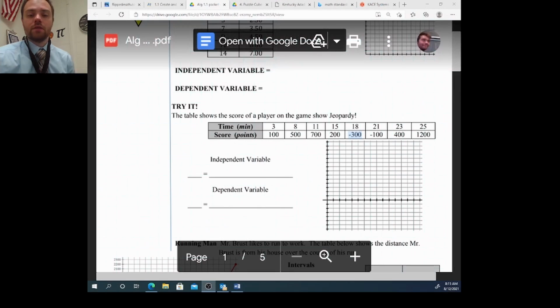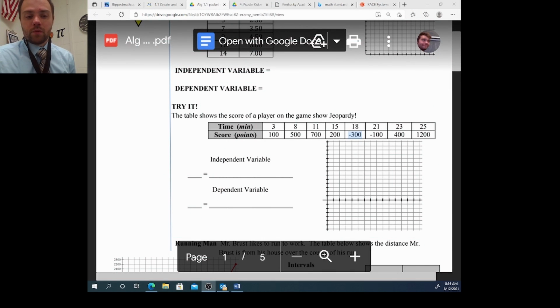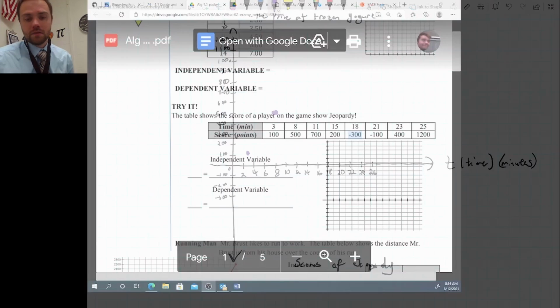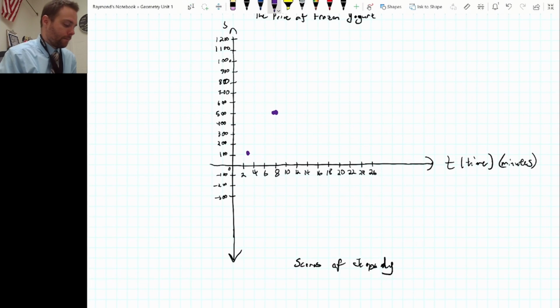So let's talk about what we see here. So we said the first point is 3, 100. So 3 is going to be right in between 2 and 4. And then I'm going to go up to 100 is what it says. 3, 100. So I'm going to do that first point there. And then the next point is 8, 500. There it is. Next point is 11, 700. So right in between 10 and 12. Up at 700.